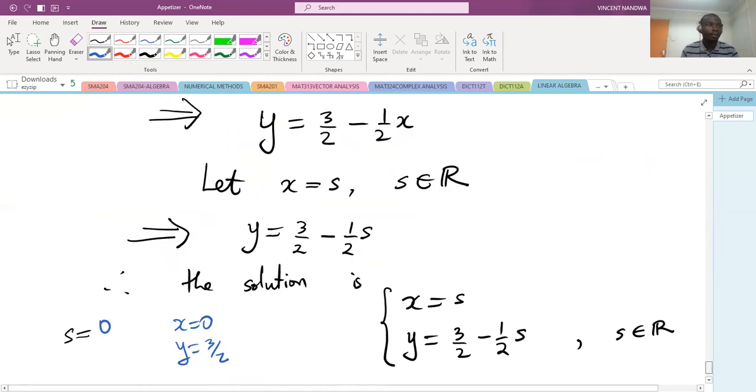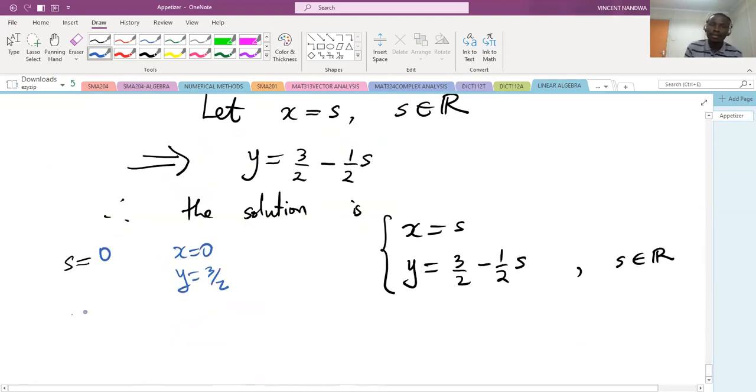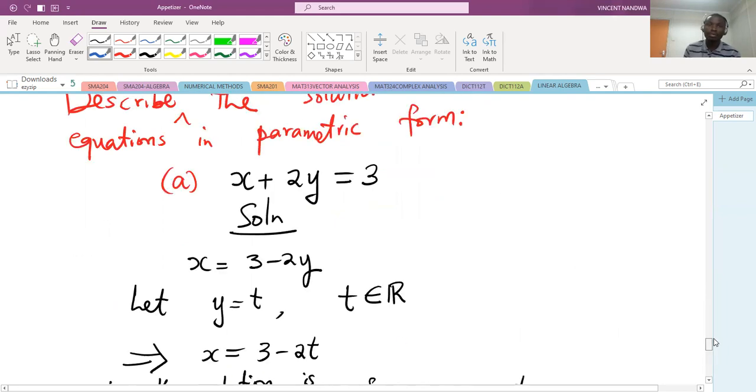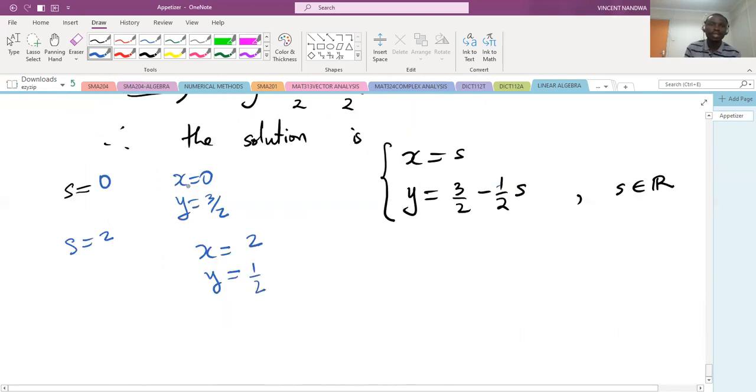Or if I pick, say, s to be 2, then x will be 2 and y will be given by, when I put 2 here, 3 over 2 minus 1, which is a half. And where there's x, I put 2. So I have 2, a half of 2 is 1. So 2 plus 1 is 3. So still okay. So this is one possibility, another possibility. There are many of them. So s can take on different values.